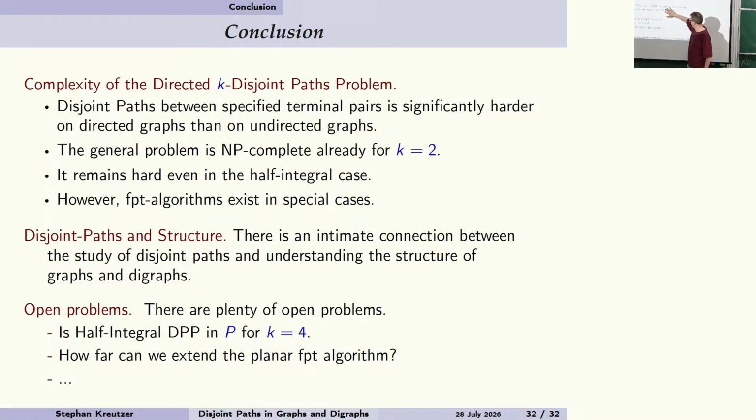I also think that there's a nice connection between studying disjoint paths and looking at the structure of graphs and digraphs. It's obvious for the undirected case, where the whole structure theory was used to prove the disjoint paths result, but it's also true for the directed case. The structure is not as nice so far, but it's a nice connection. But it's also filled with plenty of problems.